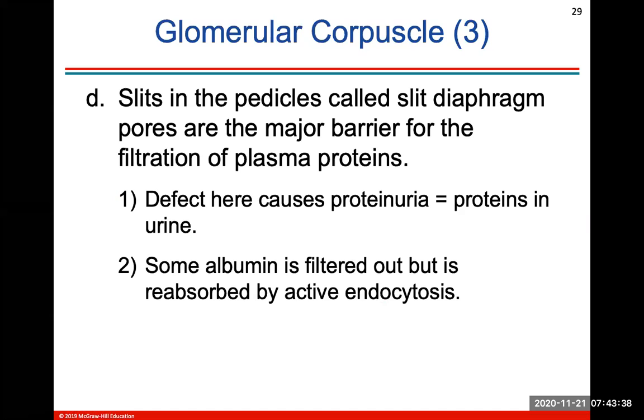The slits in the pedicels, or pores, will be the major barrier for the filtration of plasma proteins. A defect here in these slits will cause proteinuria, which is an increase of proteins in the urine. Normally proteins should not be in your urine, but if you find proteins in the urine, a defect is usually in the slits of the pedicels, which are allowing larger plasma proteins to get through.